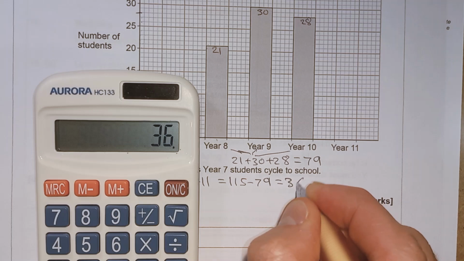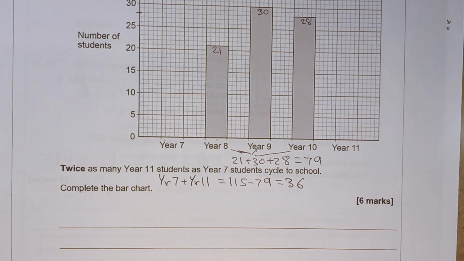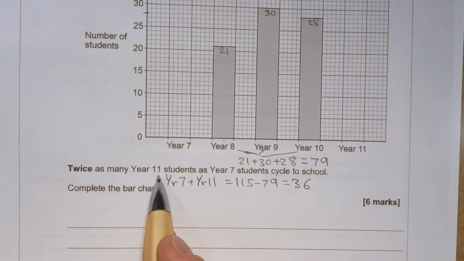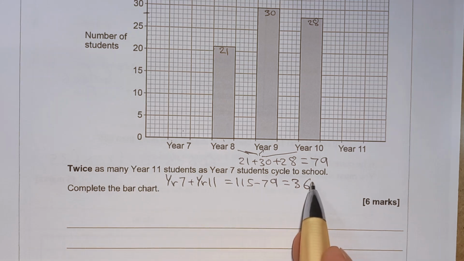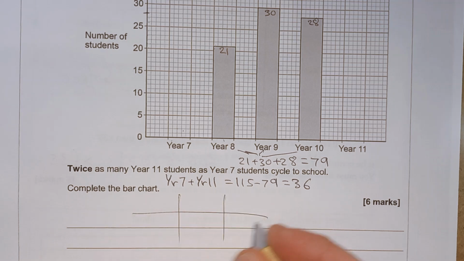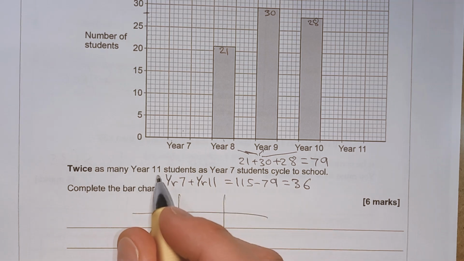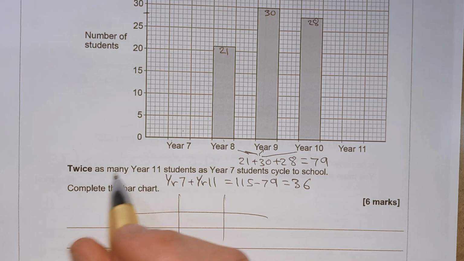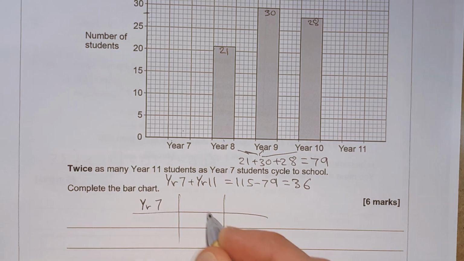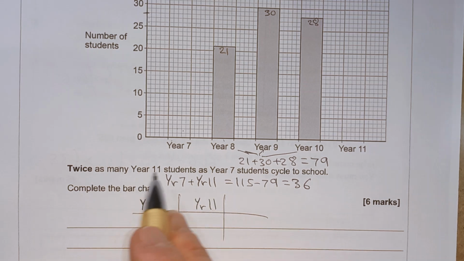Which gives us 36. Okay, so we know that year 7 plus year 11 equals 36. Now, twice as many year 11 students as year 7 students cycle to school. So if we think of that as a ratio table, twice as many Year 11 students as Year 7. So if we put year 7 and year 11, twice as many, that means for every one year 7, we've got 2 Year 11s.